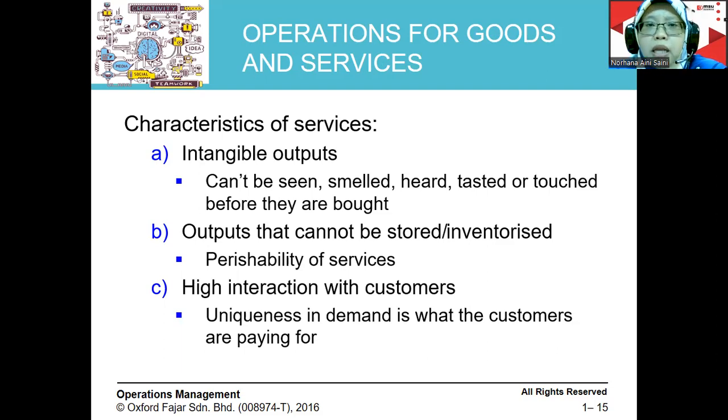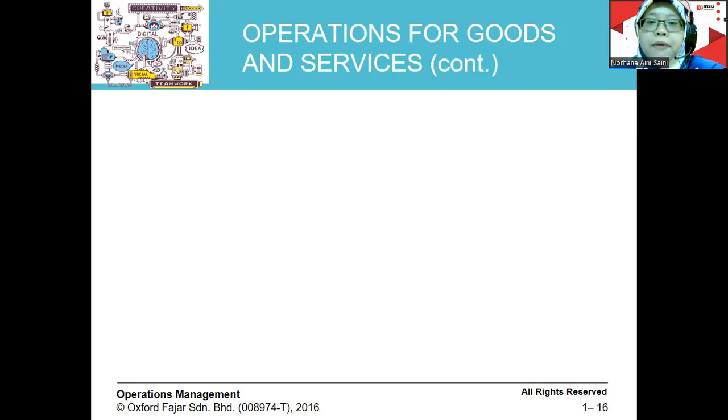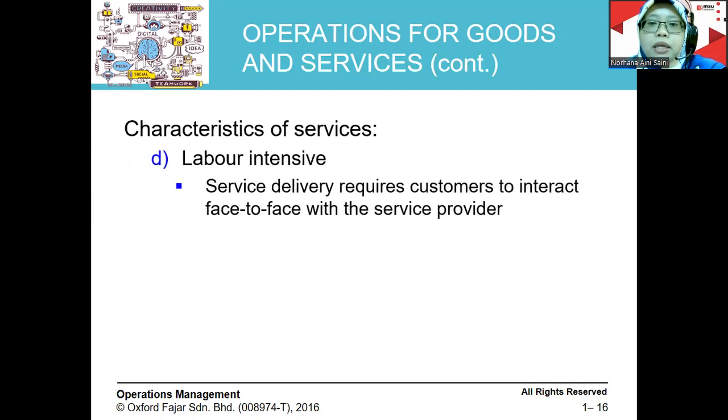If you go to a hotel, definitely if you pay a lot, make sure the room provided for you must be very good. For example, you continue your study with MSU, make sure the lecturers are of very good quality, with the qualification for that topic or subject. That's why I always ask you, do you understand or not? So far okay, everyone? So that means we have high interaction with customers. All right, next one, still in services.